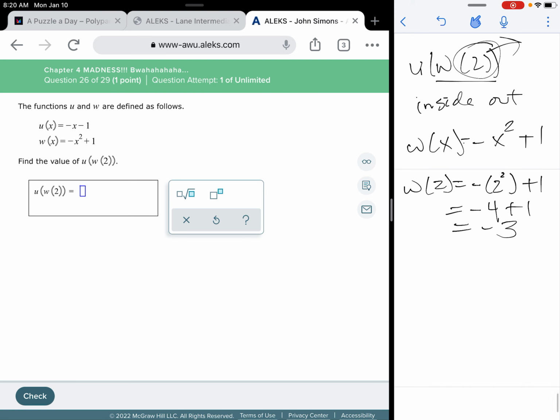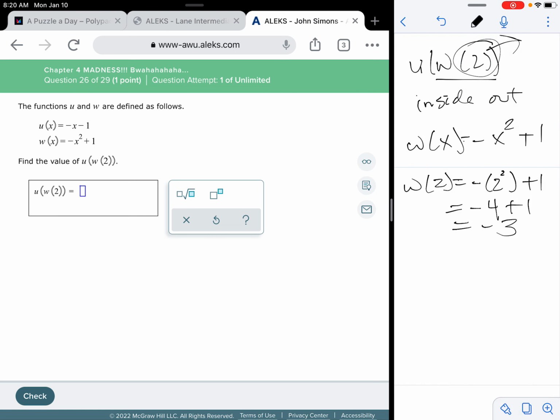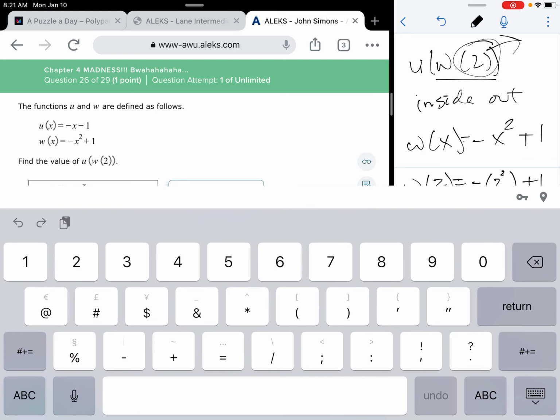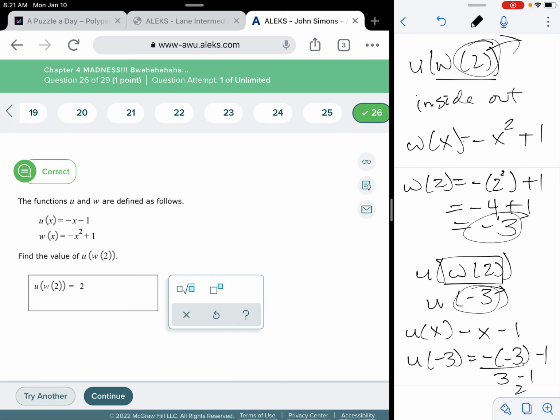Now, let me write this again. If I know that u of w of 2 is going to equal something, I now know that w of 2 is negative 3. So this becomes u of negative 3. I'm going to put it into my u function, and my u function is u of x equals negative x minus 1. So u of negative 3 equals negative negative 3 minus 1. This becomes 3 minus 1, so my answer is 2. So I went through all that work just to arrive at that answer.